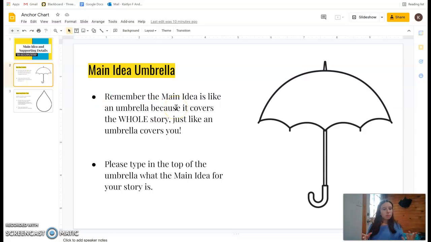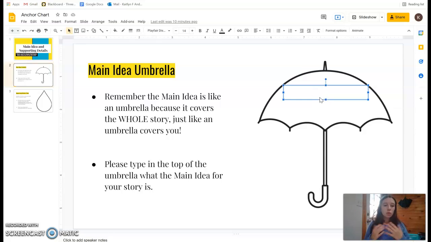So if you guys remember in the last video, I told you that it was going to be a rainy day. So the main idea is like an umbrella because it covers the whole story just like an umbrella covers you. So the George Washington story is mainly about how people celebrate George Washington's life.